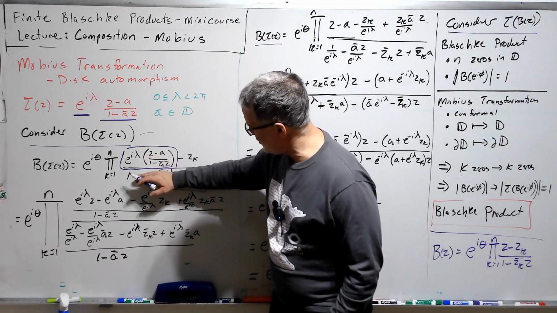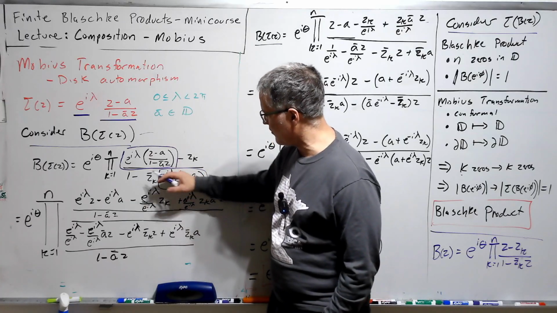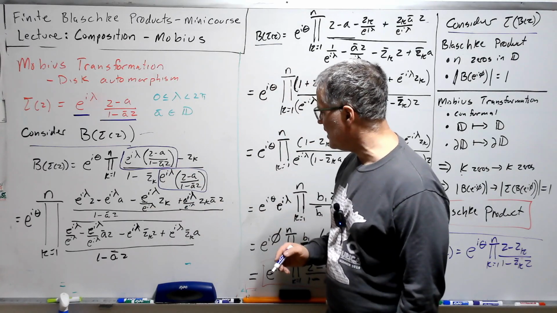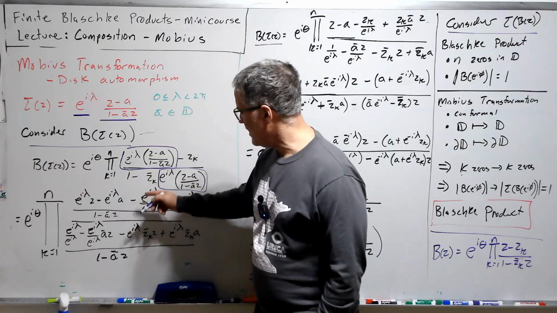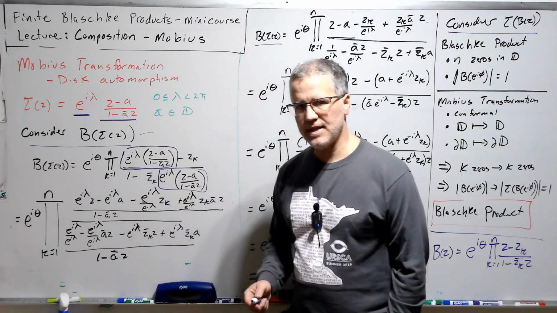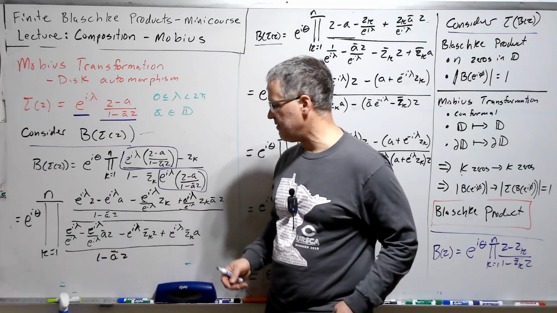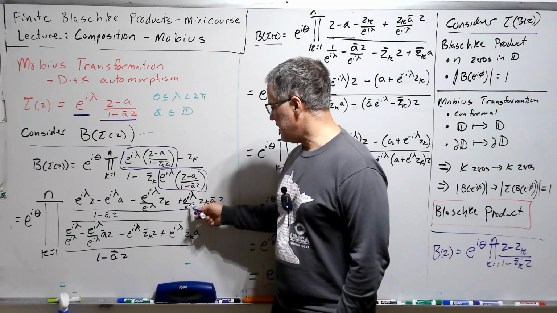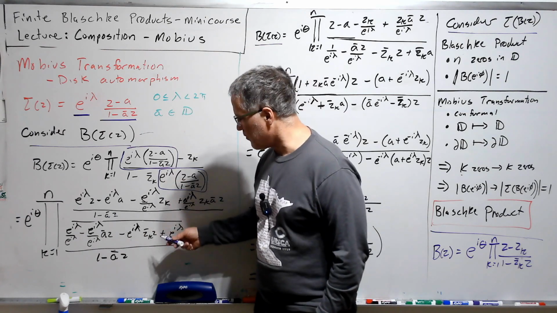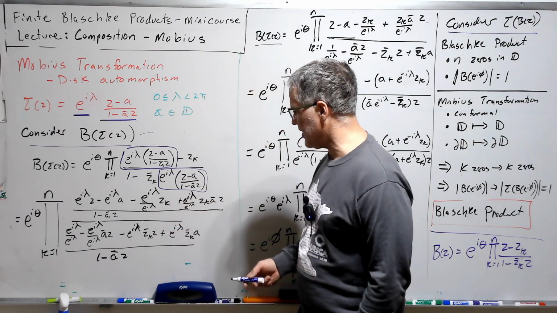Now we turn to the denominator of this. And again, we're going to put this over a common denominator. And we're going to do the same thing. So we're going to multiply by e to the i lambda over e to the i lambda when we need to, so that we have an e to the i lambda in every term. And then appropriately put over a common denominator.